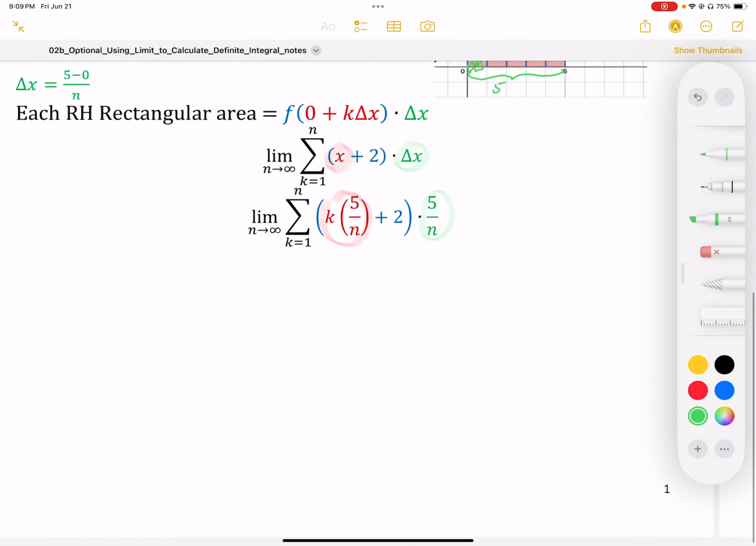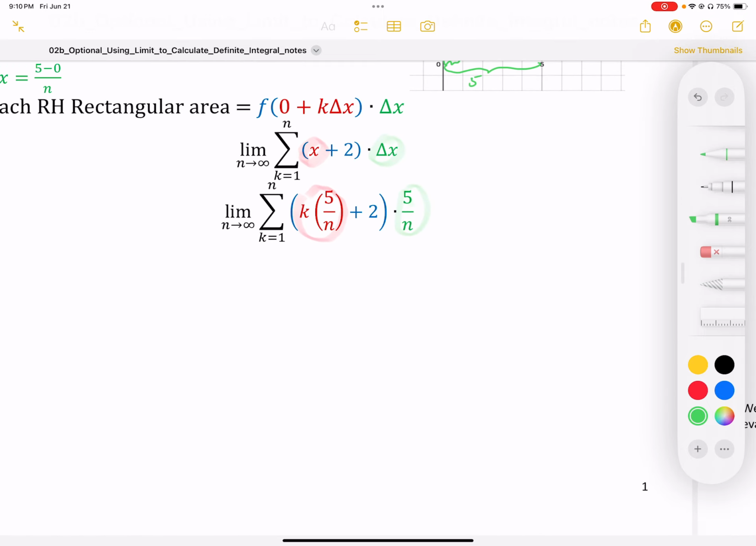Okay, so this is my limit expression. So now I need to evaluate this, and I want to find out the actual area. My actual area should equal 22, so this expression should equal 22.